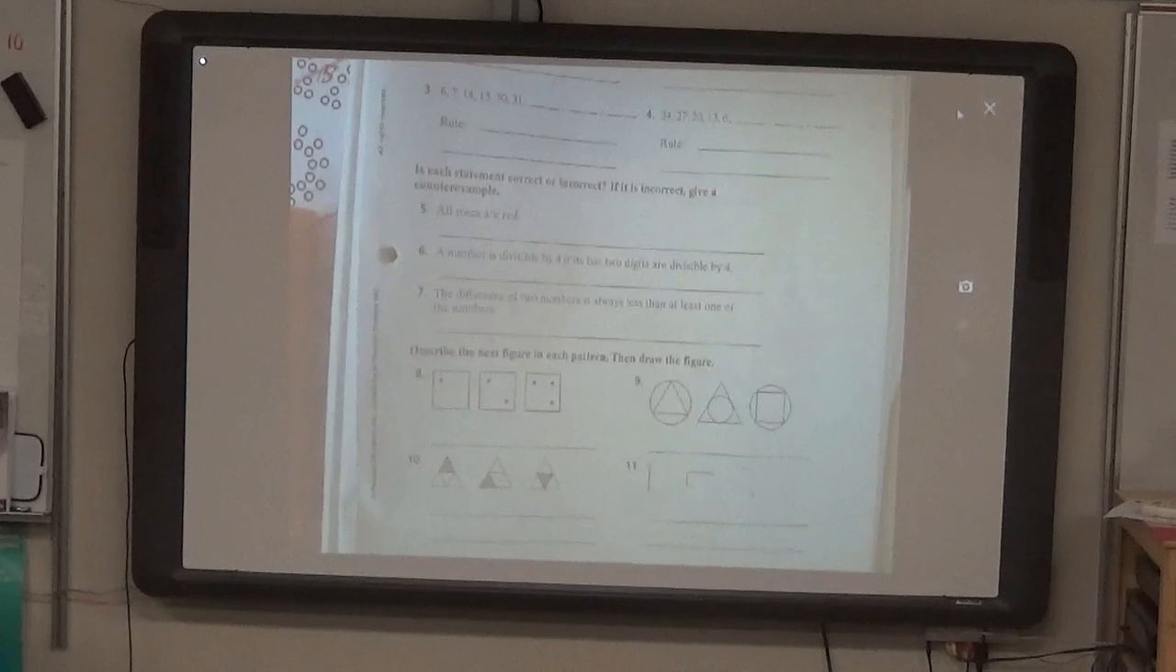Negative 5 minus negative 7. What's negative 5 minus negative 7? Negative 12? It's 2, isn't it? Because minus a negative equals plus. So negative 5 minus negative 7 would be negative 5 plus 7. So the answer is 2.